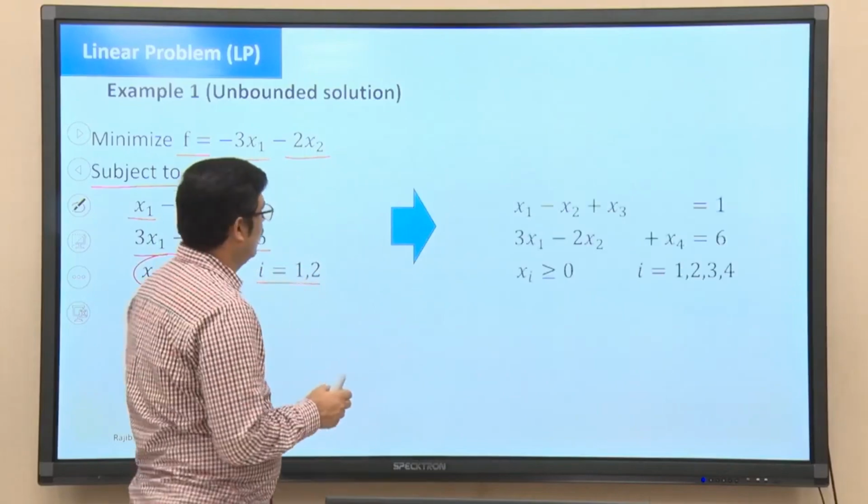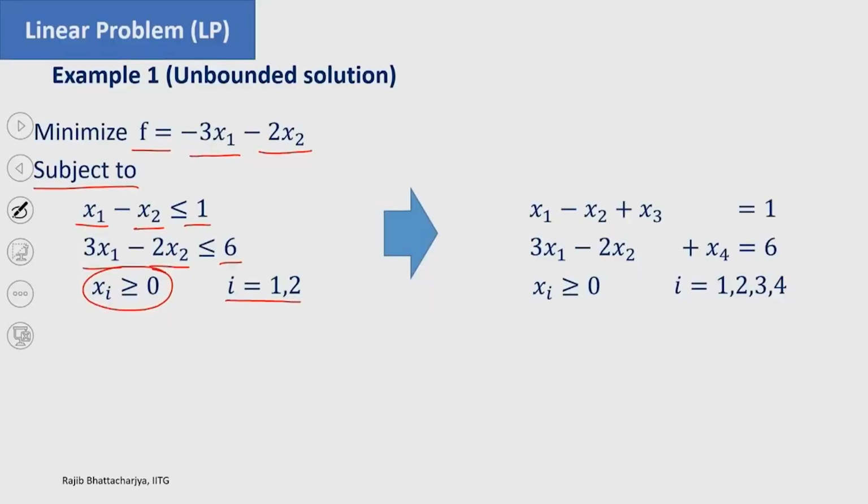Okay. So, let us convert that one. If you convert it, what is standard form? I have to make it an equality sign. The first constraint is a less than or equal type constraint. So, therefore, what am I doing? I am adding a slack variable here in order to make it equal. So, now x1 minus x2 plus x3 equal to 1.